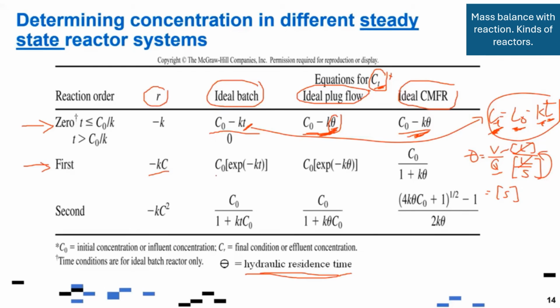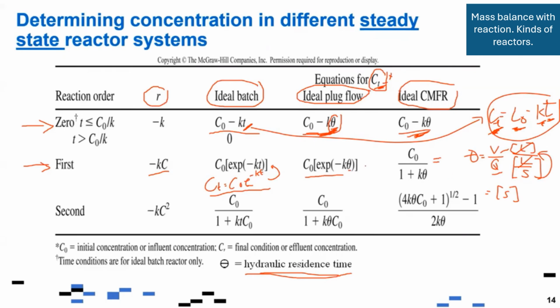So we have now C0, Ct is equal to C0 e raised to the minus kt. Okay, this part is the same, all right? So now Ct is equal to C0 e to the minus kt for the ideal batch. This one is for the ideal plug flow: Ct is equal to C0 e to the minus k theta. And for the ideal CMFR, Ct is equal to C0 over 1 plus k theta.